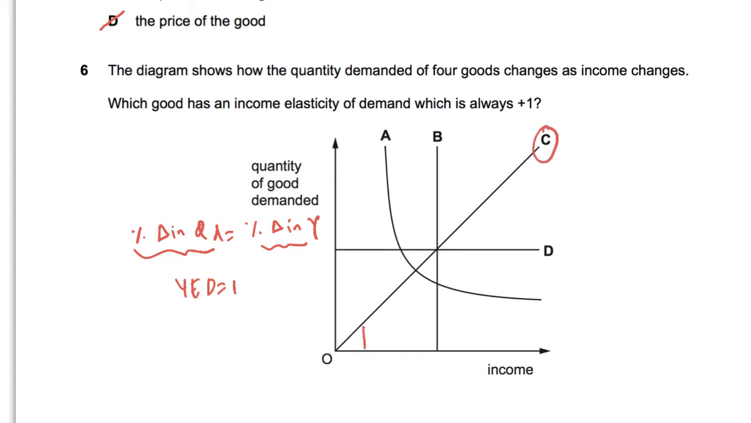Look at this. Every time there's a change in income, there will be a change in quantity demanded. This line, which is coming from the origin, would have a slope of x equals y, and that means that every time there's an increase of income of, let's say, 10%, there will be a change in quantity demanded of 10%, then this relationship will stay constant, will not change. So that's why the right answer would be C.